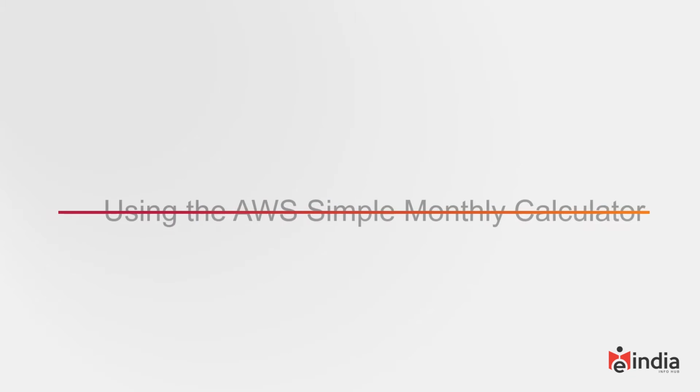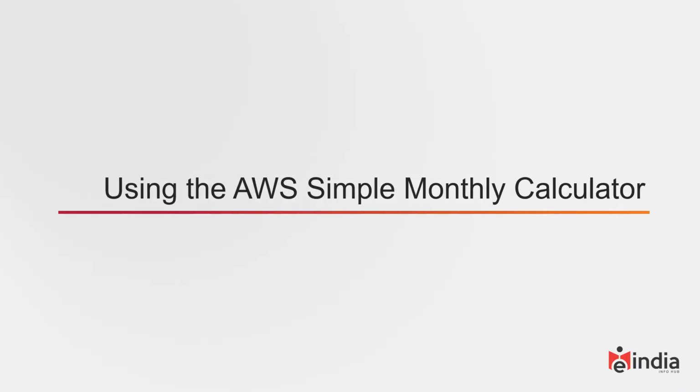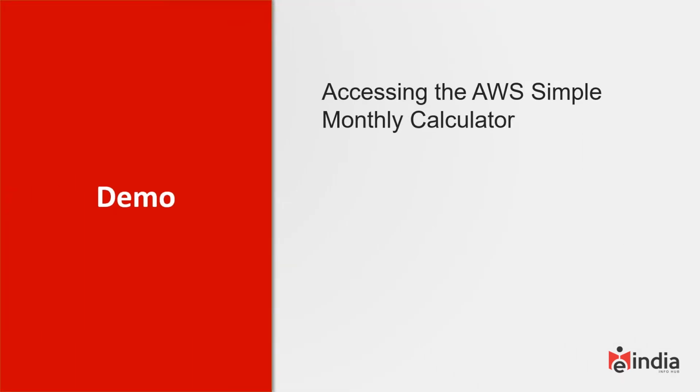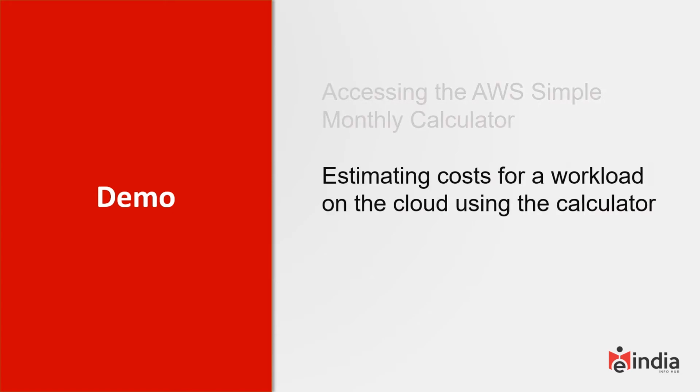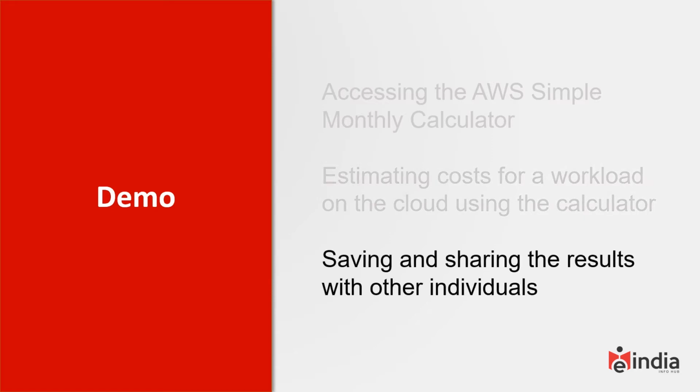We're going to look at leveraging the AWS Simple Monthly Calculator. Now, when we looked at the TCO calculator, that was specifically for comparing running a workload in your own data center versus running it on AWS. The Simple Monthly Calculator is designed to just help you calculate the costs of running a workload on AWS without that comparison. So here in this demo, we're first going to look at how we access the AWS Simple Monthly Calculator, and then we'll be estimating costs for a workload on the cloud using that calculator. And finally, we'll be saving and sharing the results of the calculator with other individuals.